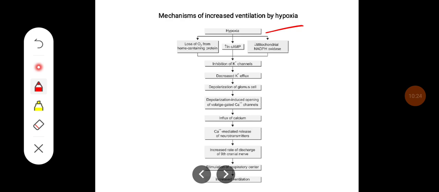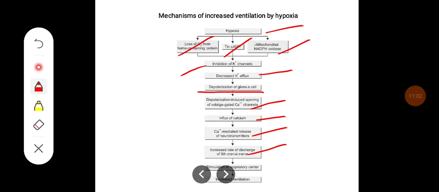It is mainly by loss of oxygen from heme containing protein. They increase the cyclic AMP levels, and also they are going to increase NADPH oxidase levels. In turn, all these factors are going to inhibit the potassium channels. So there is decreased potassium efflux, which causes depolarization of the glomus cells, and depolarization stimulates the voltage gated calcium channels. There is influx of calcium, so there will be calcium mediated release of neurotransmitter that increases the rate of discharge from the ninth cranial nerve. So it has a stimulatory effect on ventilation.